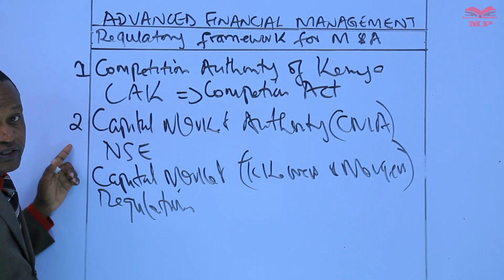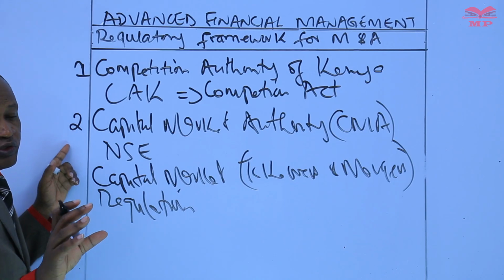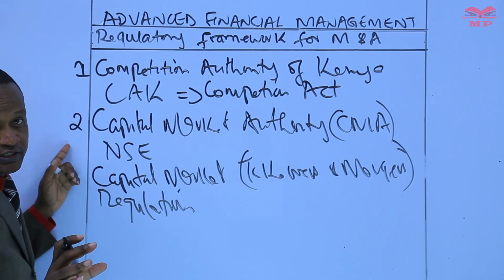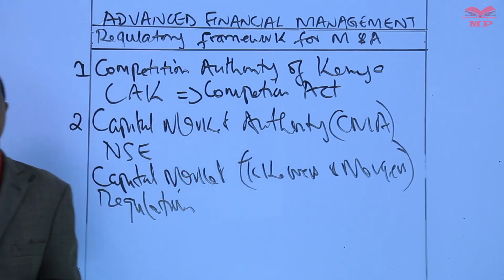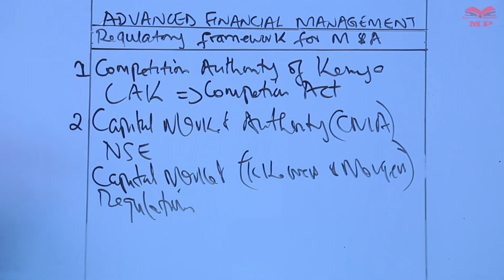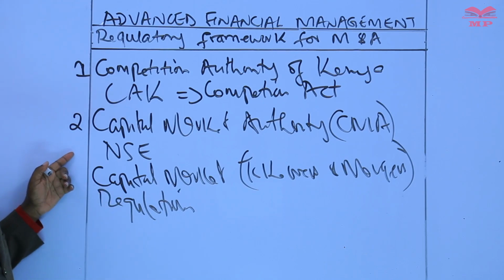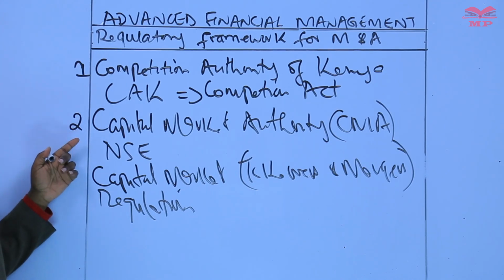You understand? These regulations provide the framework for such activities. And the CMA ensures that there is transparency. The CMA also protects investor interests, particularly the interests of the companies that are listed on the Nairobi Securities Exchange. So the Capital Market Authority, through the takeovers and mergers regulations, ensures that there is transparency and that the interests of the public and the various stakeholders are protected. So this is the second body, the Capital Market Authority.